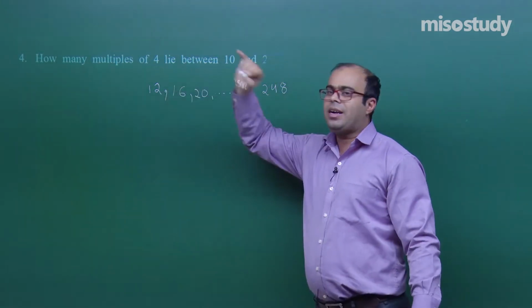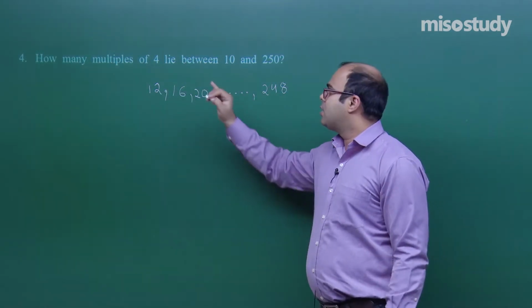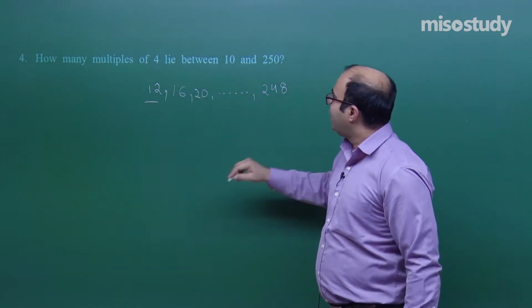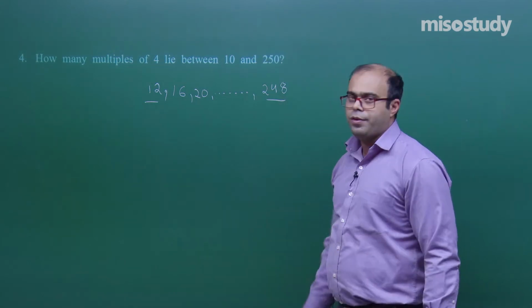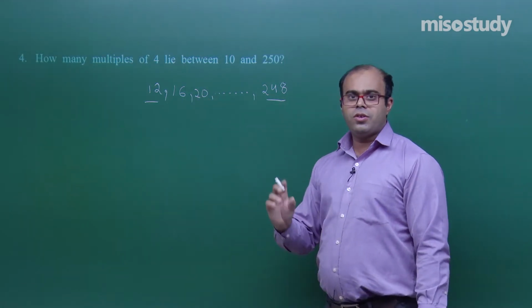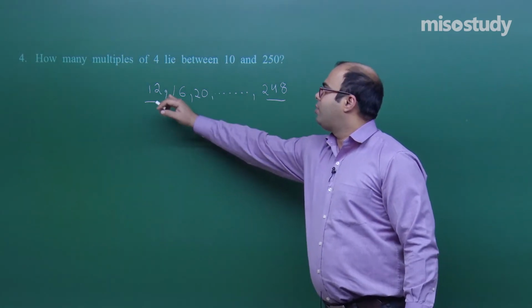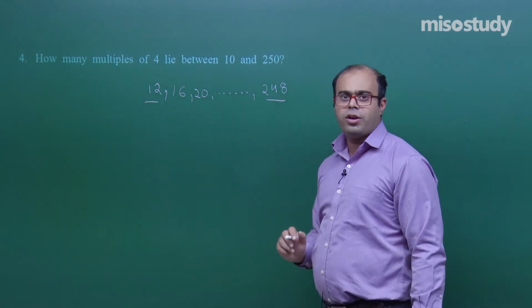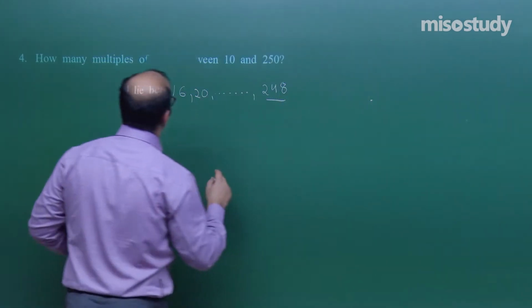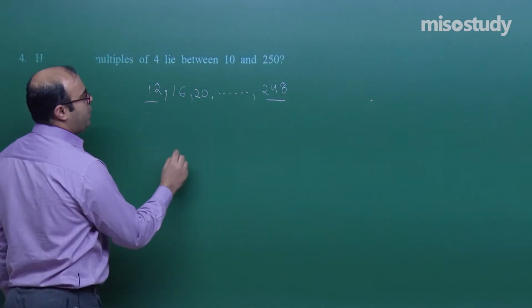248 is divisible by 4. That means it is a multiple of 4. So this is the first term after 10 and this is the last term before 250 which are multiples of 4. In between you get terms with a difference of 4: 12, 16, 20, again a difference of 4. So this is an AP now. And if we want to find how many multiples, let us suppose n multiples are there.